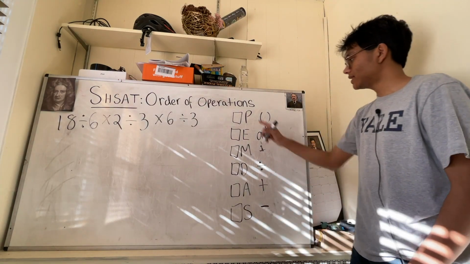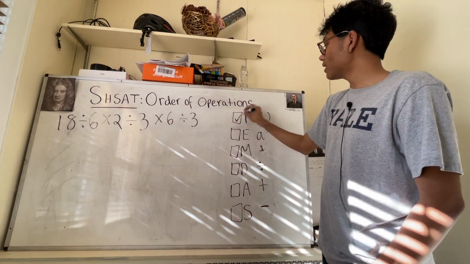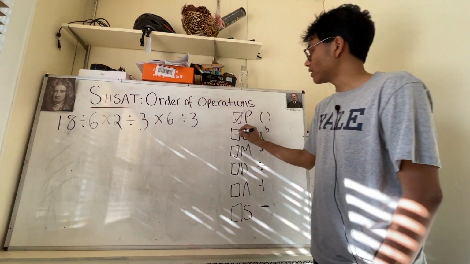So let's do it step by step. Any parentheses here? Any parentheses at all? Nope. So we're done with that. Any exponents? Any exponents here at all? Anything like a to the b? Nope, we're done with that.